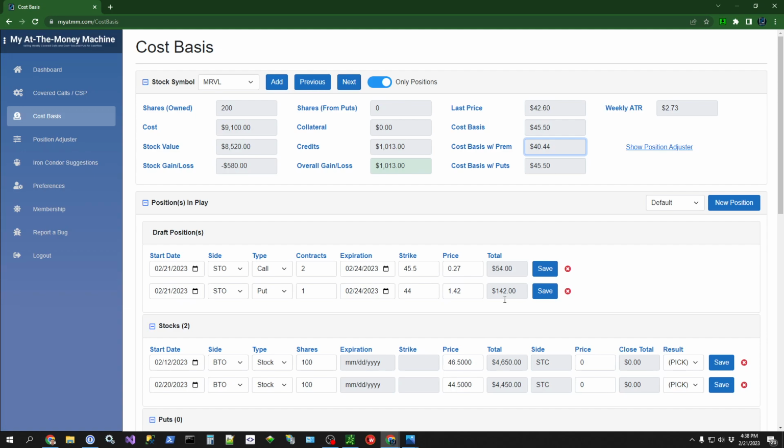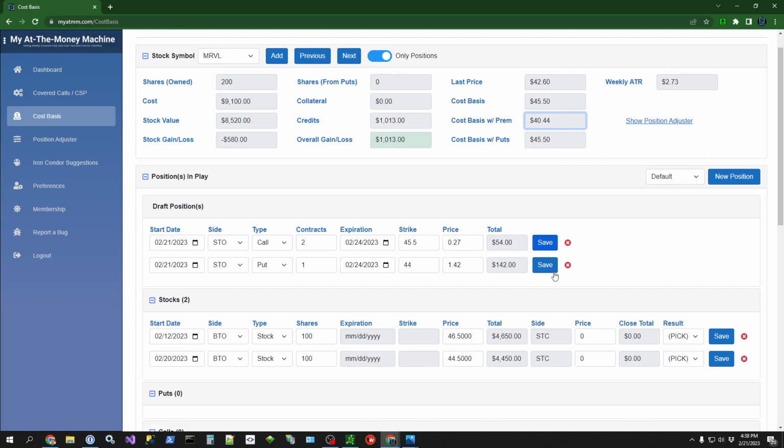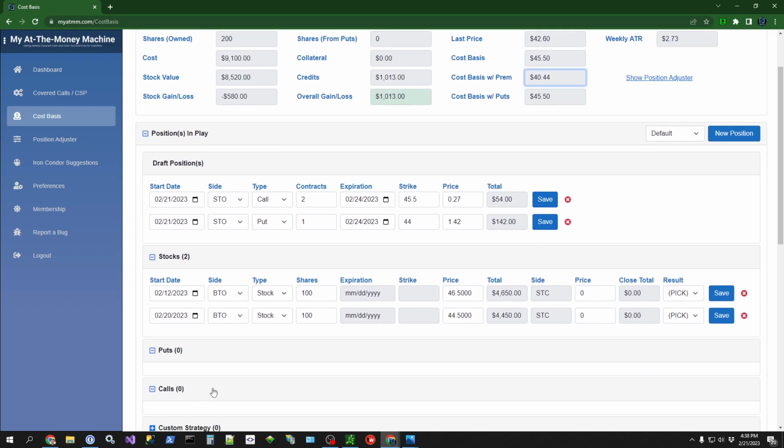All right, so let's go ahead and click save on the covered call, and as soon as I click save, it's going to move down to this call group, and the same for the put. It's going to move down to the put group.